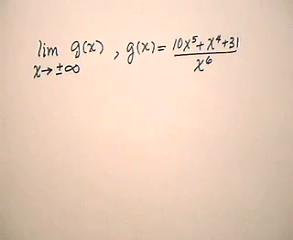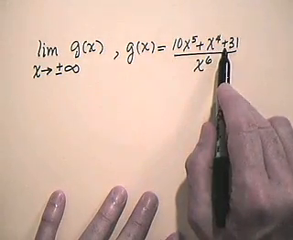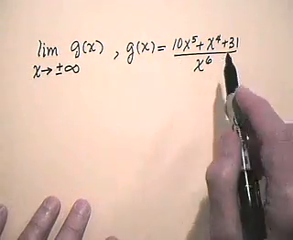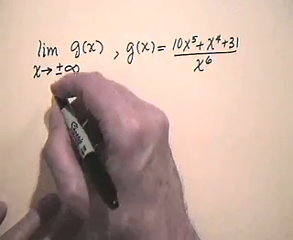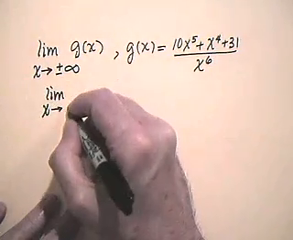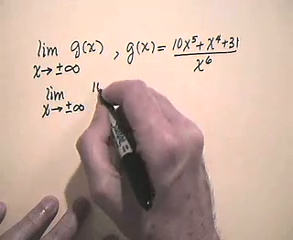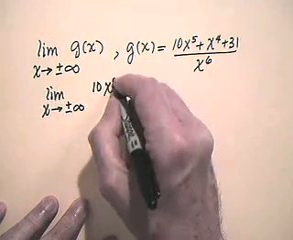Here, I want to compute the limits at plus and minus infinity of g of x, where g of x equals 10x to the 5th plus x to the 4th plus 31, all divided by x to the 6th. So to do this, I will put the expression in for g of x.